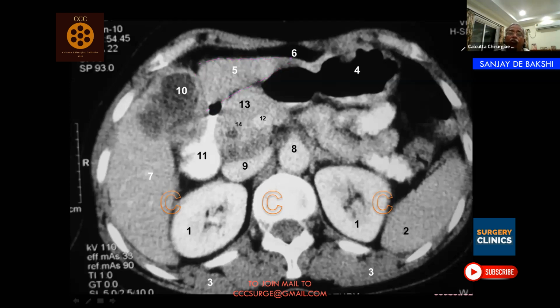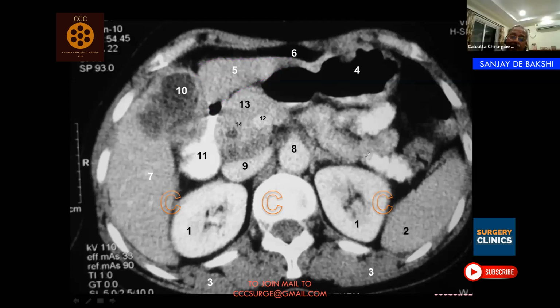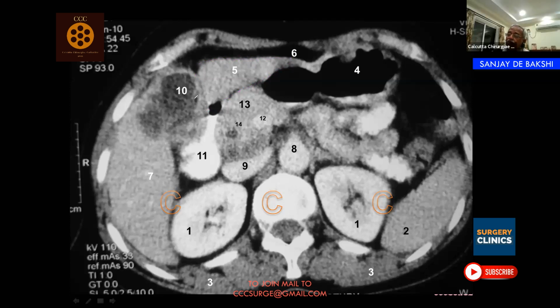Now you tell me what is number 7. It's the right lobe of liver. Right lobe of liver. What is number 8? Aorta. Number 9. IVC. Very good. Number 10. The gallbladder. Very good. It is a gallbladder, and you can see that the gallbladder has a very irregular surface.